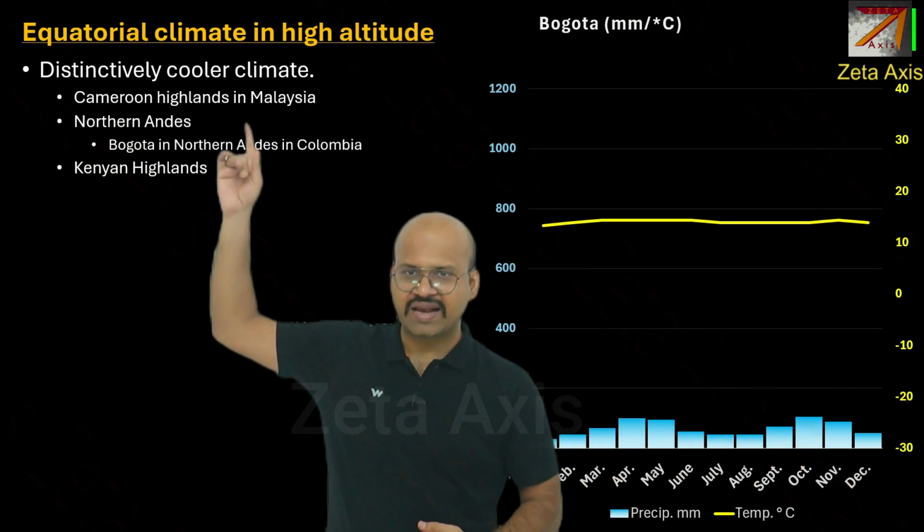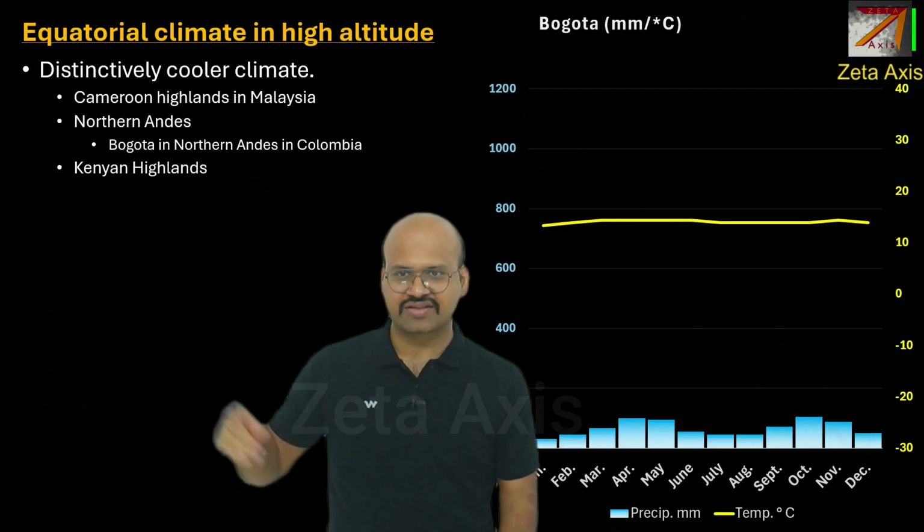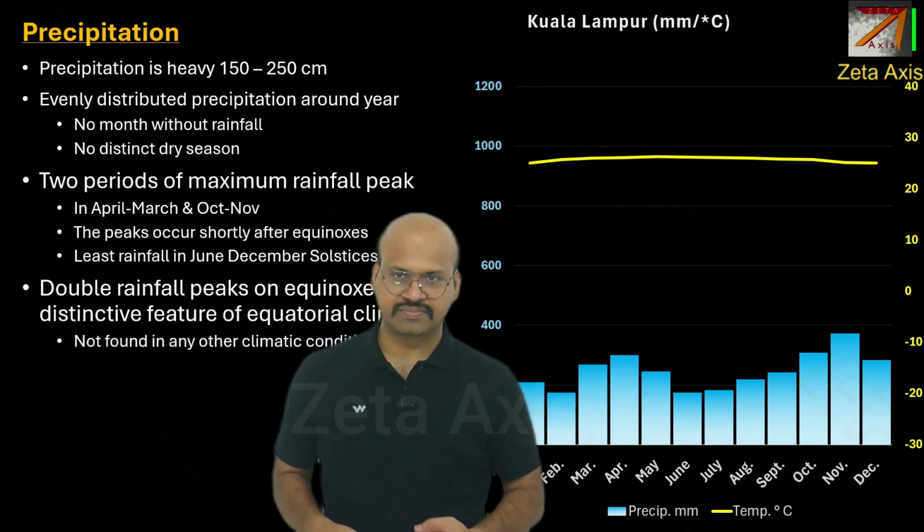There are other highlands, like the Cameroon Highlands and the Highlands in Malaysia. They are in the equatorial region and also have similar characteristics. And then we have the Kenyan Highlands.